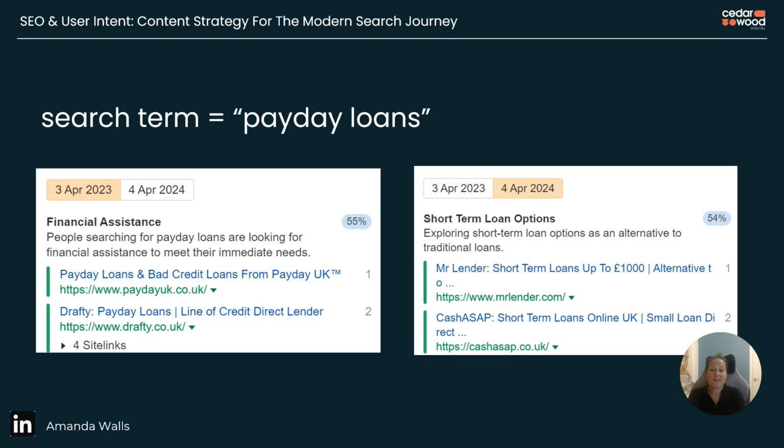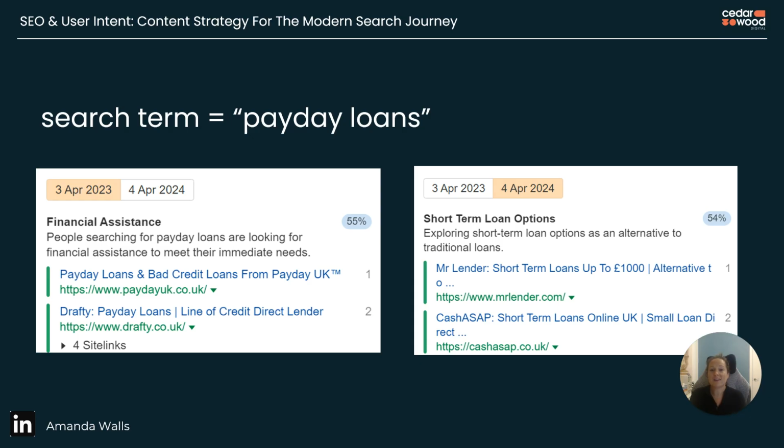I used Ahrefs intent tool to have a look and understand what's happened here, and we can see quite clearly that the intent of the top ranking pages has changed. Back in April 2023, it was people searching for payday loans, looking for financial assistance to meet an immediate need. And we can see this reflected immediately in the page titles, things like payday loans, straight through the page titles, very, very clear what's going on there. But then we can see in 2024, the intent has changed to short-term loan options. And rather than looking directly for payday loans, it's now people exploring options as an alternative to traditional loans.